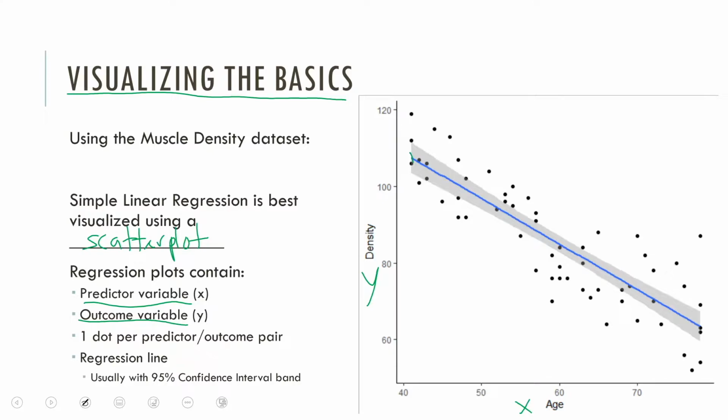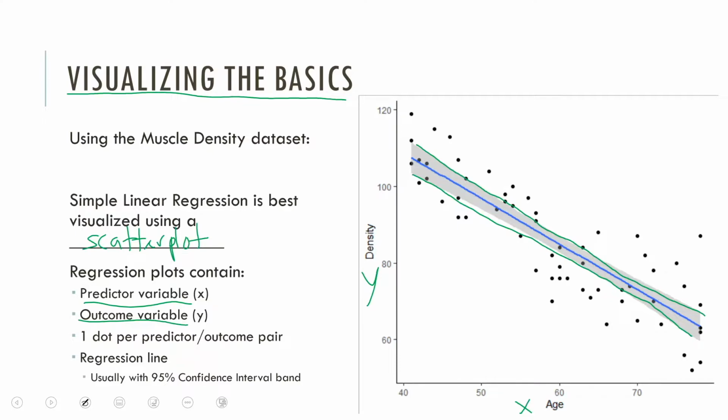And then the shaded area around it, this is known as our 95% confidence interval band, right? So we'll talk more about this in another presentation. But we have this band that goes around the line. It sort of tells us where the line could be if we were to get more data or if we were to look at the whole population.